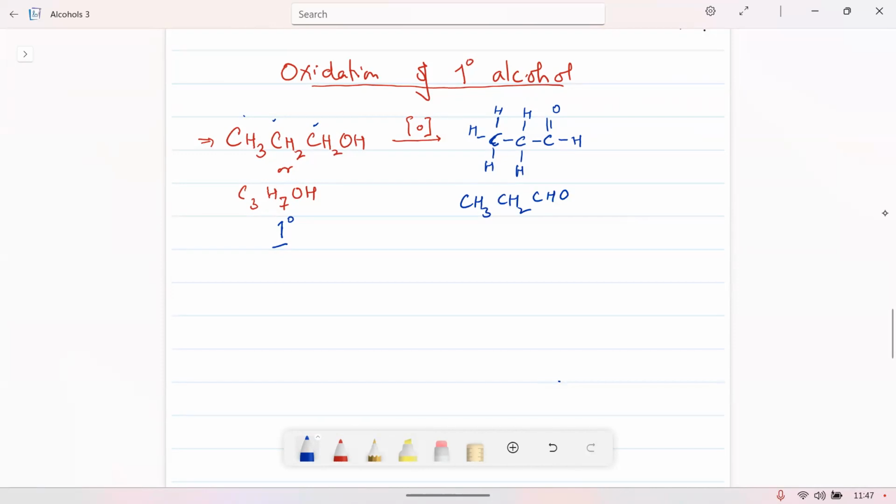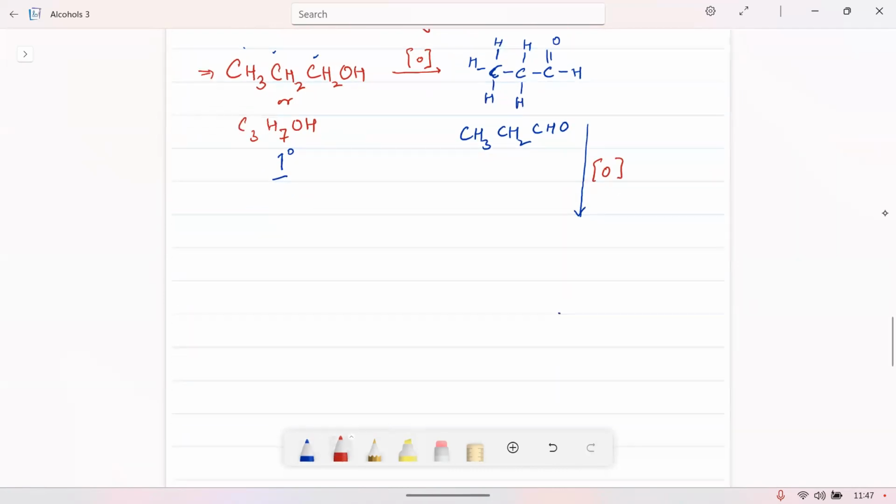Then this aldehyde will be further oxidized to carboxylic acid. So carboxylic acid means it should have a C double bond OOH. So I'm already using one of the carbon atoms, and I am left with 2 more carbon atoms. So it will be CH2 and CH3.